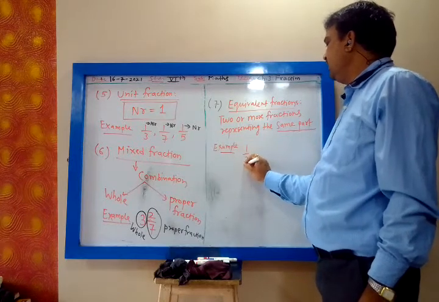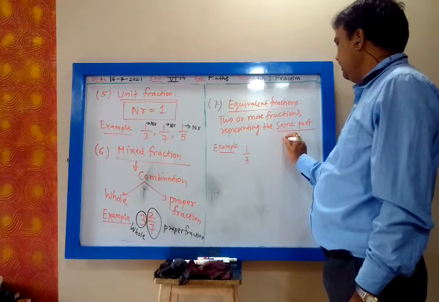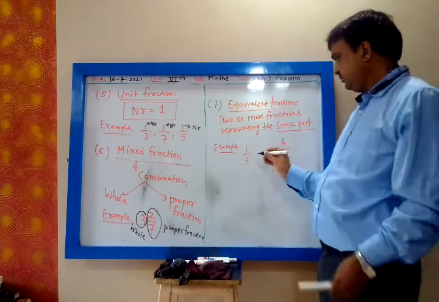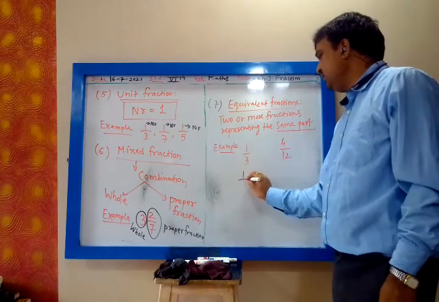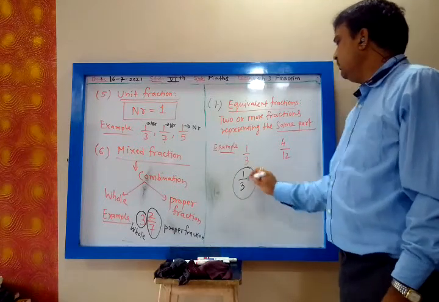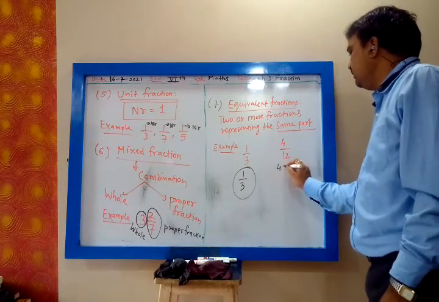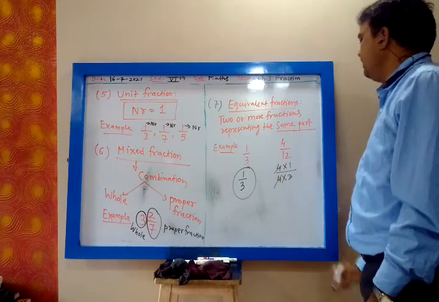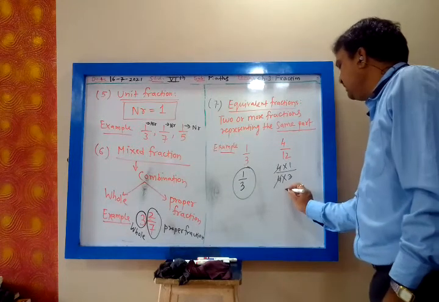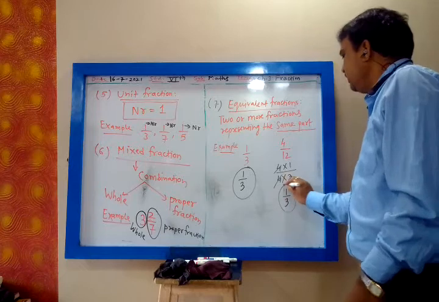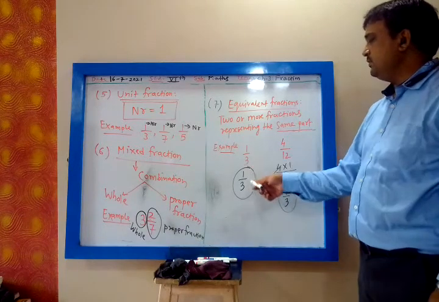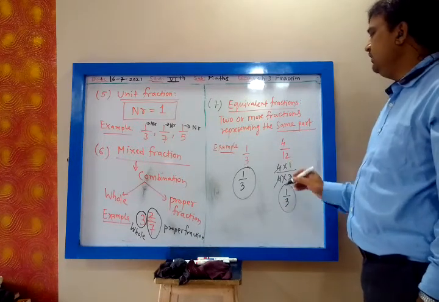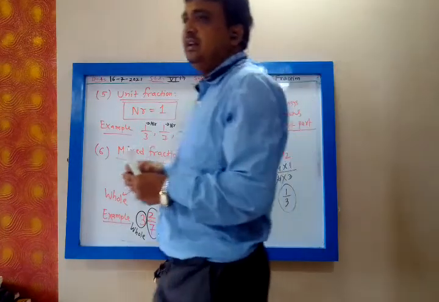1 by 3 and 4 by 12. Are they equivalent fractions? This is 1 by 3. What about 4 by 12? 4 ones are 4, and 4 threes are 12. I can cancel 4. What is left? 1 by 3, no? So again they represent the same part. 1 by 3 is 1 by 3 part, and 4 by 12 is also 1 by 3rd part. So they are equivalent fractions.